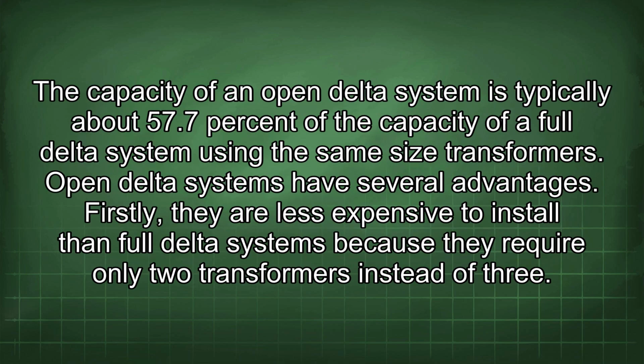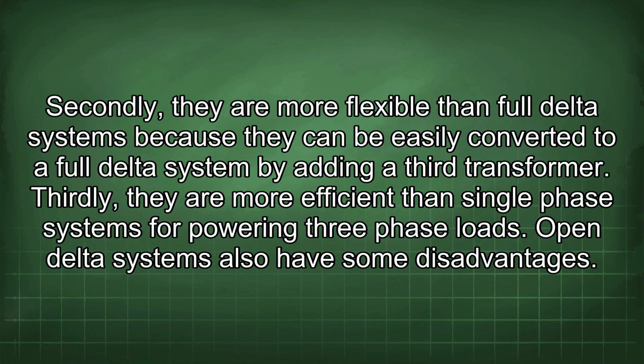The capacity of an open delta system is typically about 57.7% of the capacity of a full delta system using the same size transformers. Open delta systems have several advantages. Firstly, they are less expensive to install than full delta systems because they require only two transformers instead of three. Secondly, they are more flexible than full delta systems because they can be easily converted to a full delta system by adding a third transformer. Thirdly, they are more efficient than single-phase systems for powering three-phase loads.